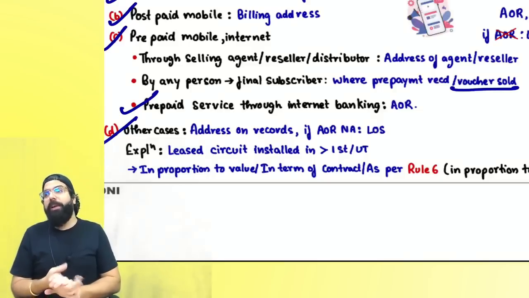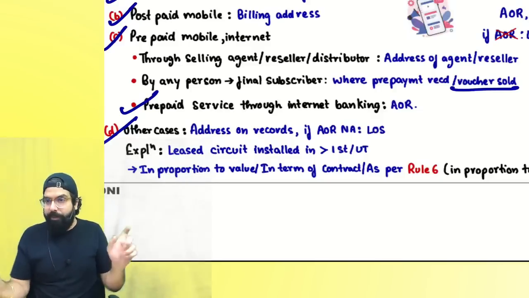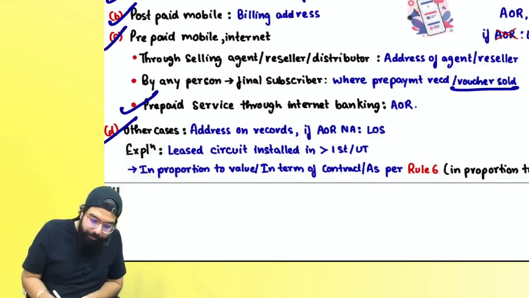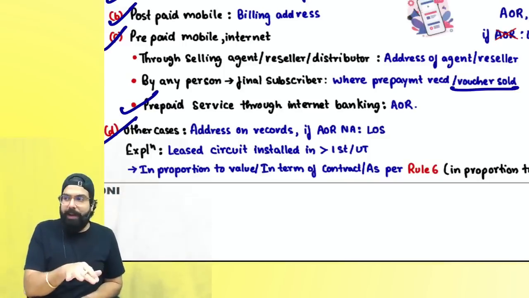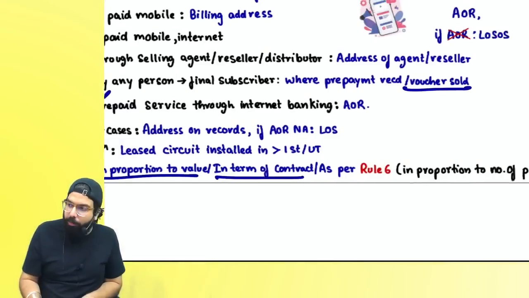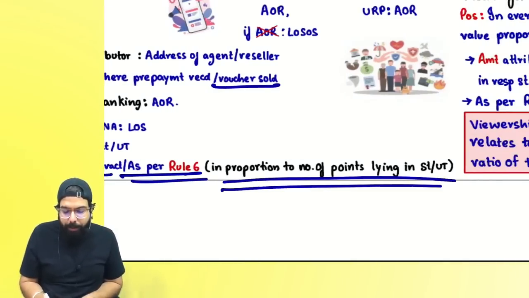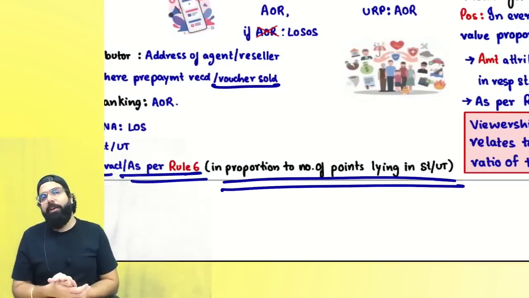Now, supposing circuit connection is provided in between two locations, how will the value apportionment be done? They told that place of supply will be in both the states in proportion to the value which is collected separately, or in terms of contract, or you have to apply rule number 6, which talks about in proportion to the number of points lying in the state or UT.